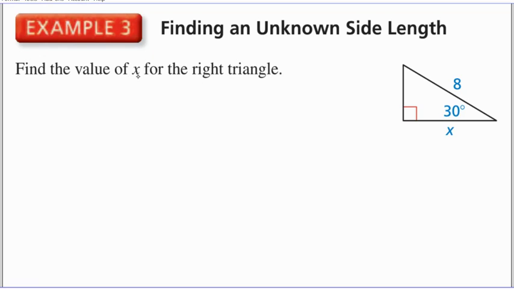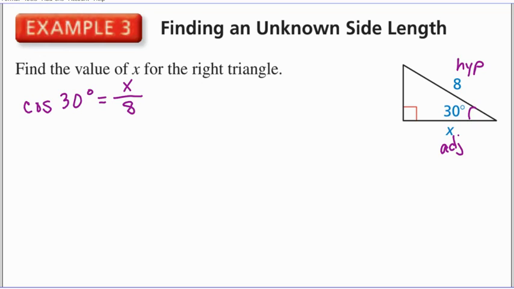We can find the value of x for this right triangle in a couple of ways. Okay, I could say, this angle is 30 degrees and I'm trying to find this side x. Well, that's adjacent. And I know this side right here is 8, and that's the hypotenuse. So I could go to SOHCAHTOA and know that the cosine ratio uses adjacent and hypotenuse. So the cosine of 30 degrees is going to be adjacent x over the hypotenuse 8.